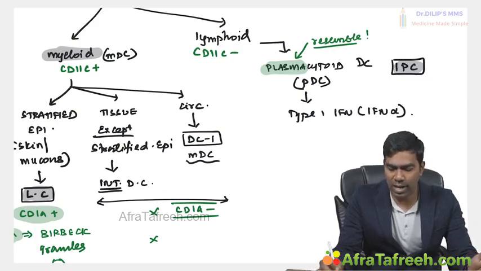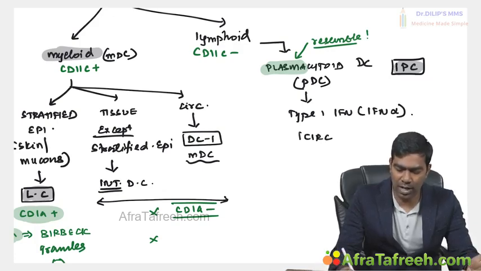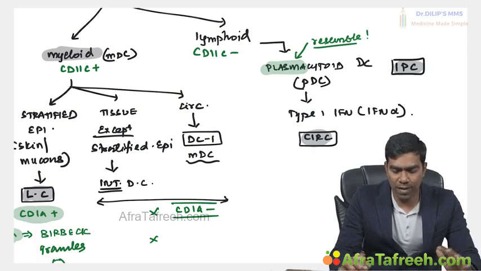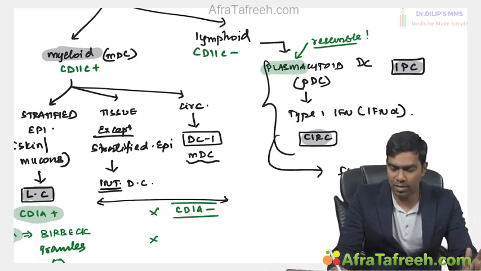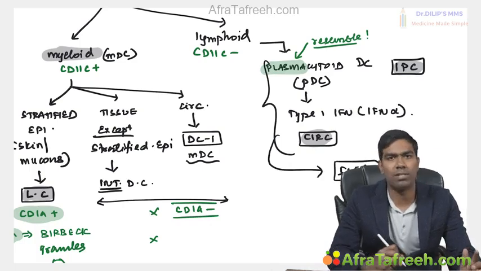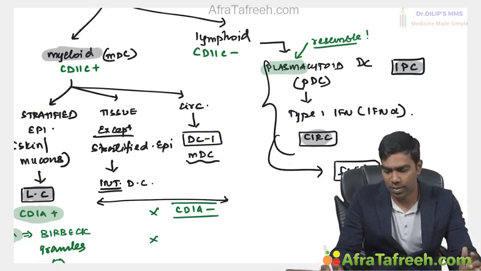Only one thing: the plasmacytoid dendritic cells are not seen in the tissues, rather they are seen in the circulation. One very important thing about this plasmacytoid dendritic cell is that it is associated with SLE. There only it's important, systemic lupus erythematosus.